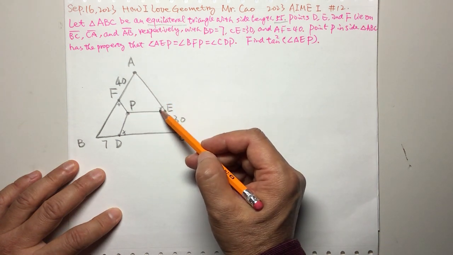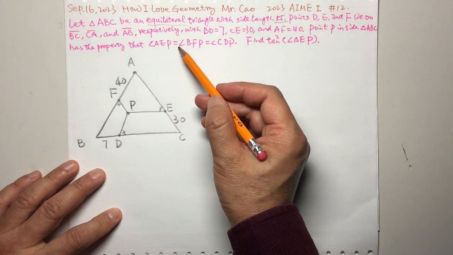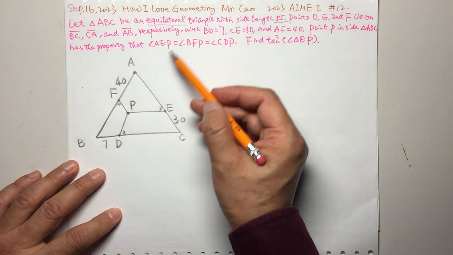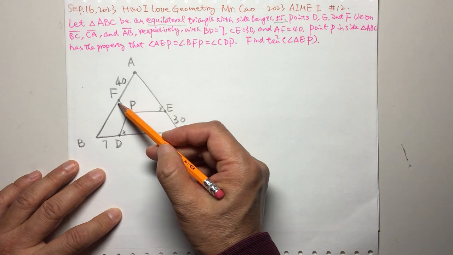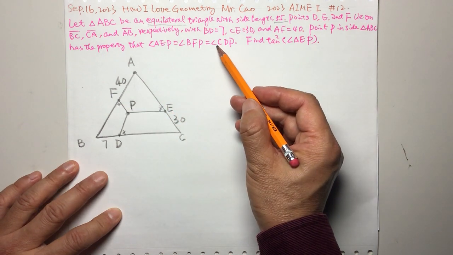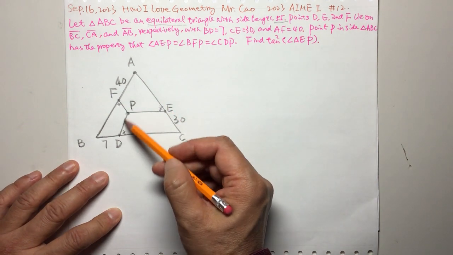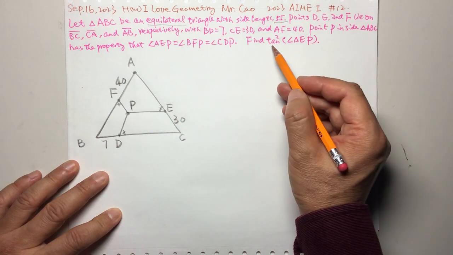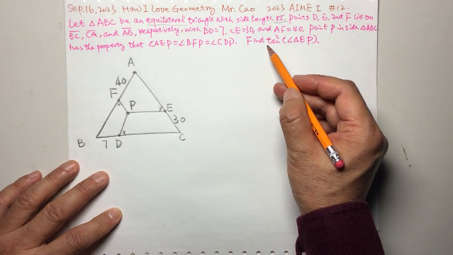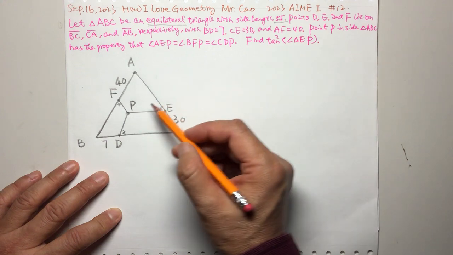AEP, this angle, equals angle BFP, this angle, equals angle CDP. Let us find tangent squared of angle AEP.